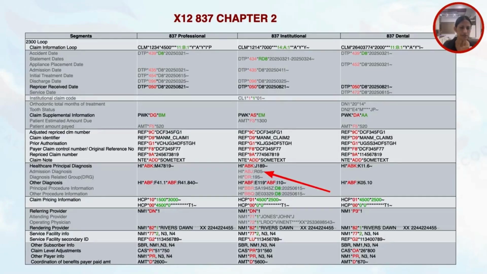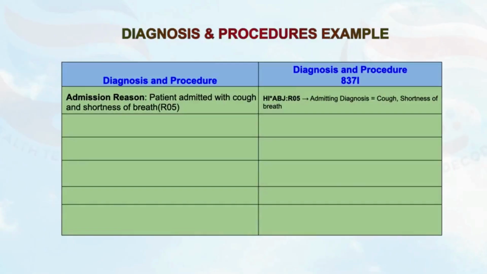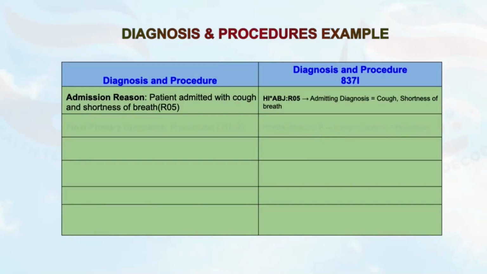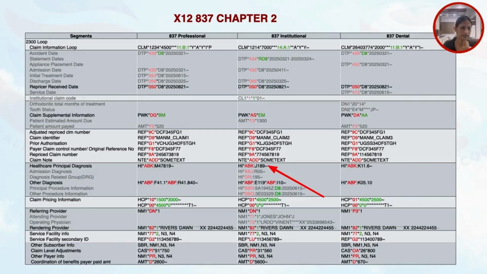R05 here represents the code for severe cough. So that's why you see it in HI*ABJ. Tests will reveal that the primary diagnosis came out to be pneumonia for this patient. So in that case, qualifier ABK or BK will represent the principal diagnosis code. In this case, it is J18.9 for pneumonia. So that will be populated, as that is the main condition treated during the stay.